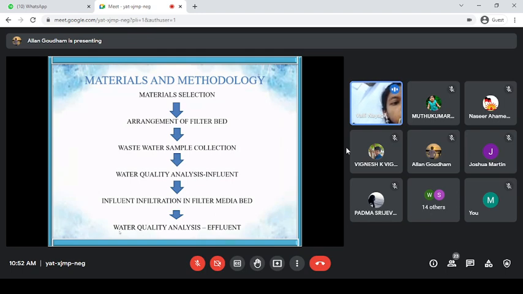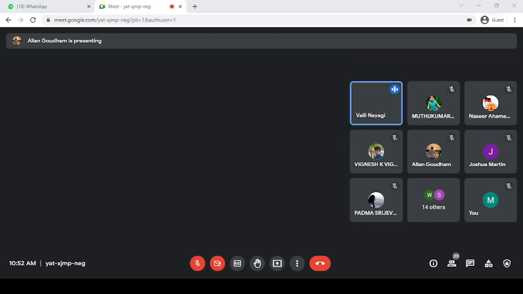the methodology and materials of our project. Material selection: the materials are sand and pumice media, and the main ingredient is pumice media, and then the filtration bed uses cotton, charcoal, and then the drainage gravel also. First, the arrangement of the filter bed is 60 centimeters, and each bed is also 50 mm.